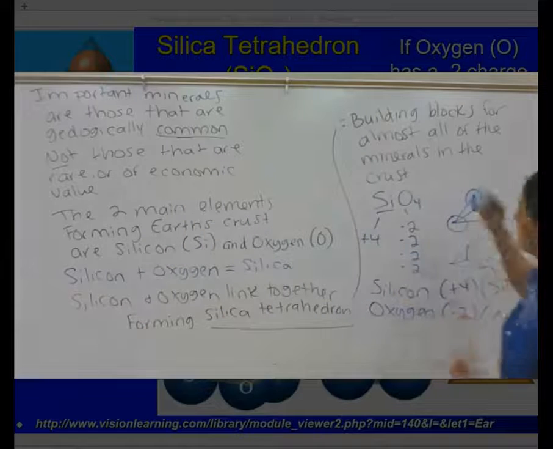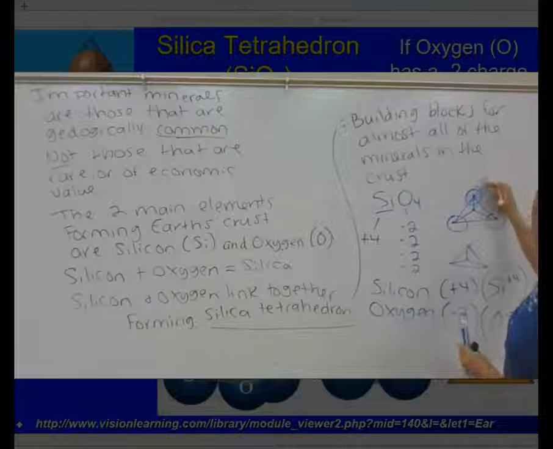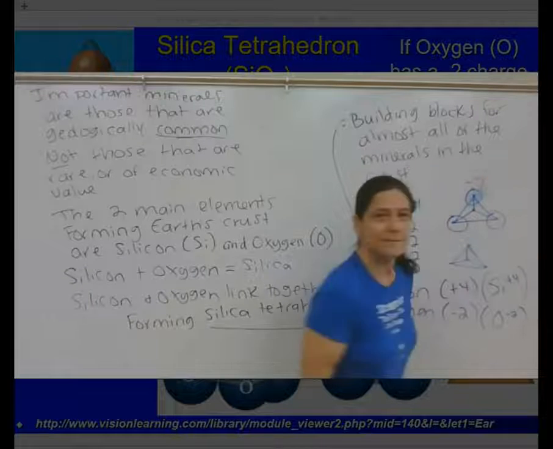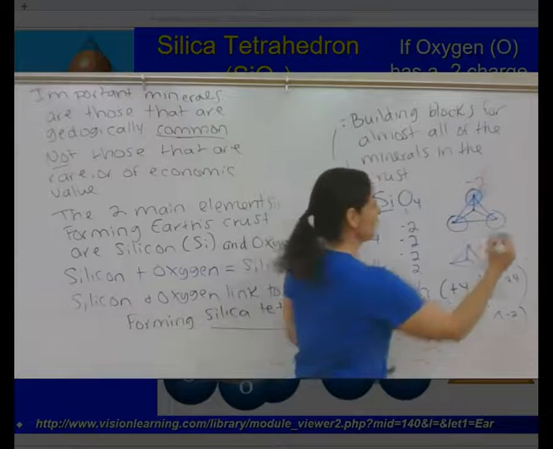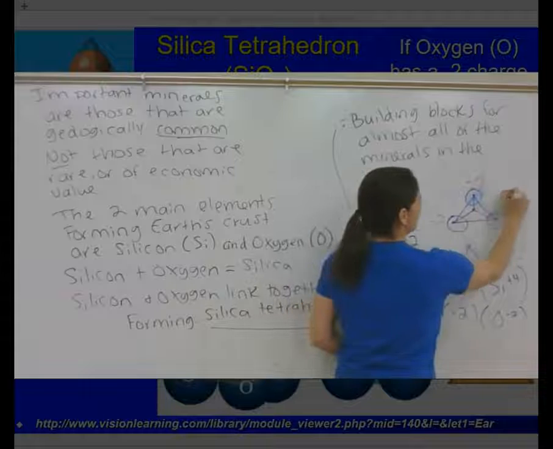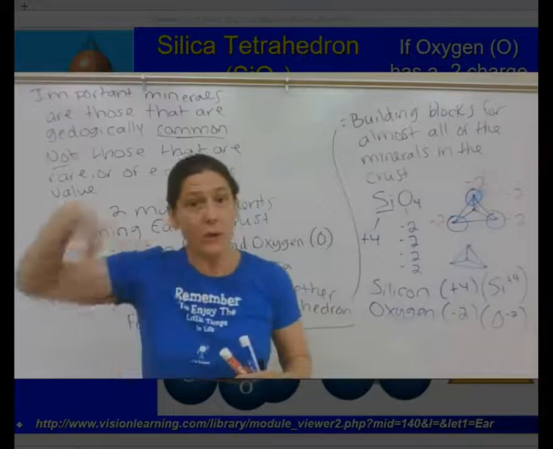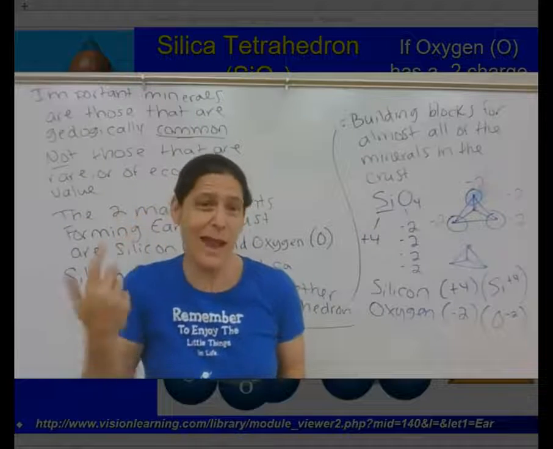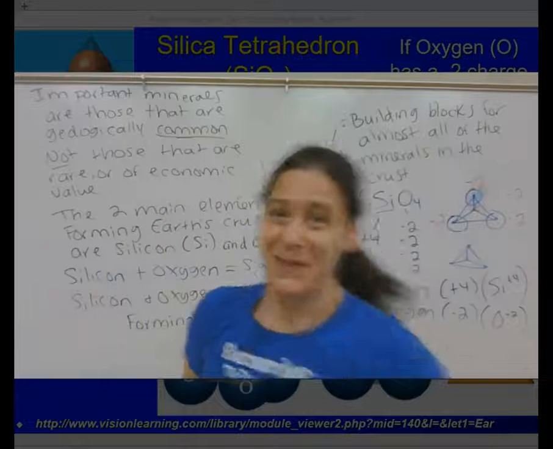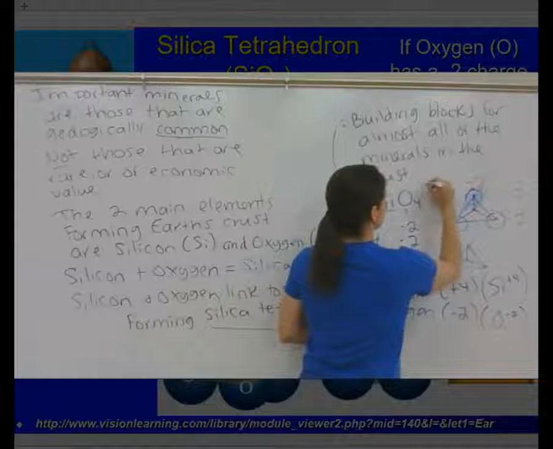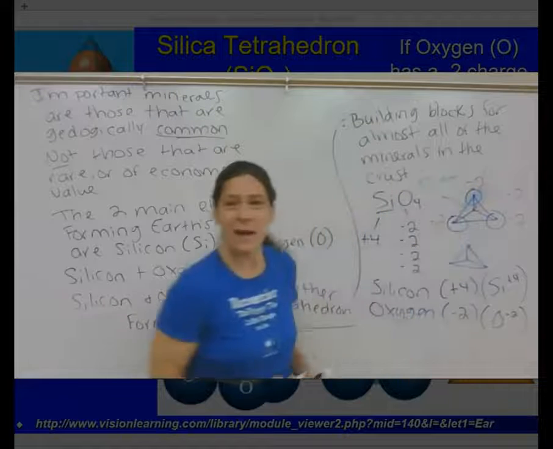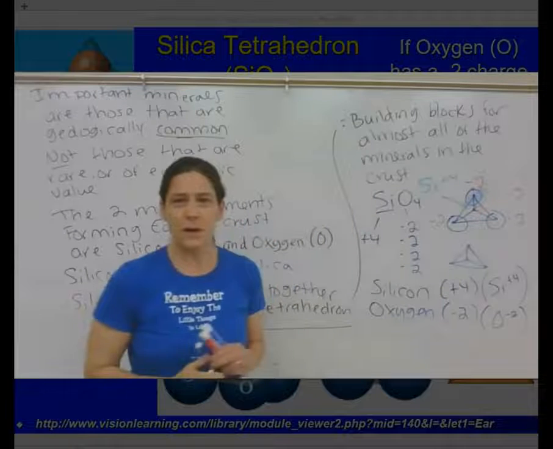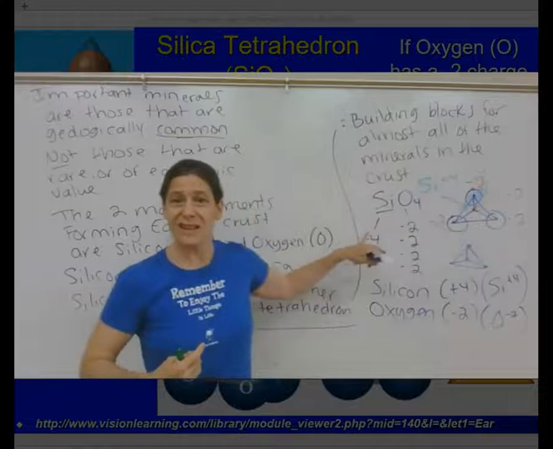So you can label the picture. That's a negative 2, negative 2, negative 2, negative 2. Each one of those corners of the tetrahedron is an oxygen. There's 4 of them, each with a negative 2. And then in the middle of that tetrahedron that you can't really see, there is that silicon, which has a plus 4 charge. So whatever works for your brain. You like to label your picture, you like to just make it a list.